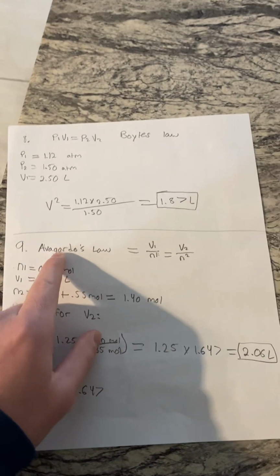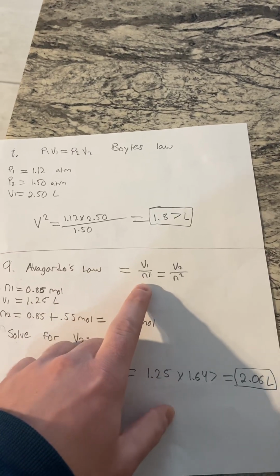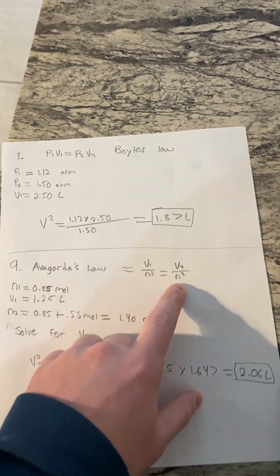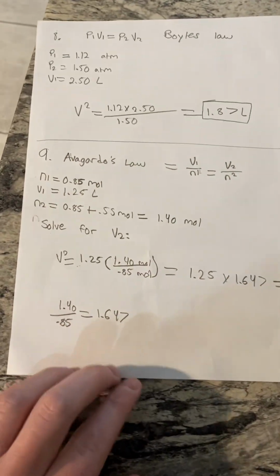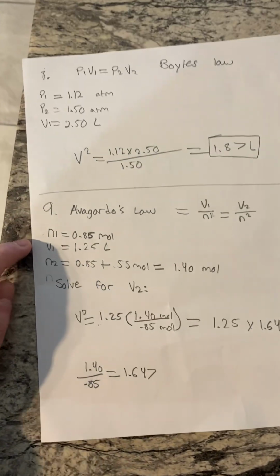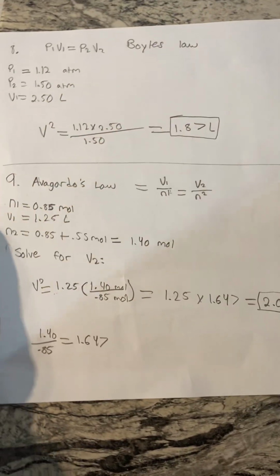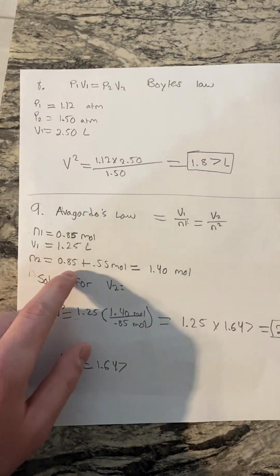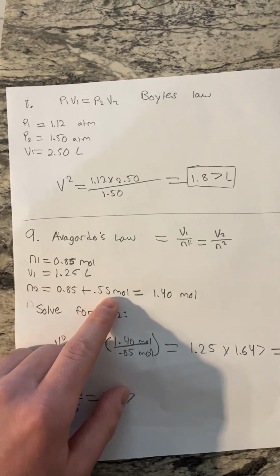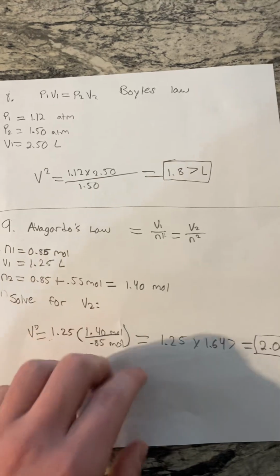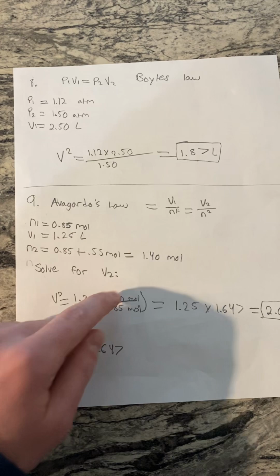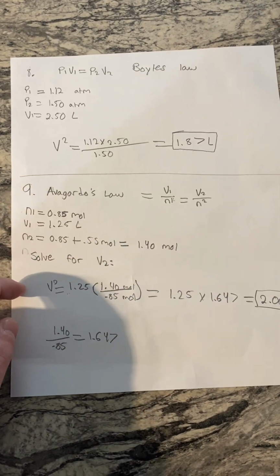Now, we know Avogadro's law to be volume 1 over number of moles 1 is equal to volume 2 over number of moles 2 of the new system. So we are given, again, a couple of variables: number of moles 1, volume 1, and number of moles of the new system, which we know to be equal to number of moles of the original system plus the given added 0.55 moles. So from here, all we're going to do is solve for V2 because we're not given V2.